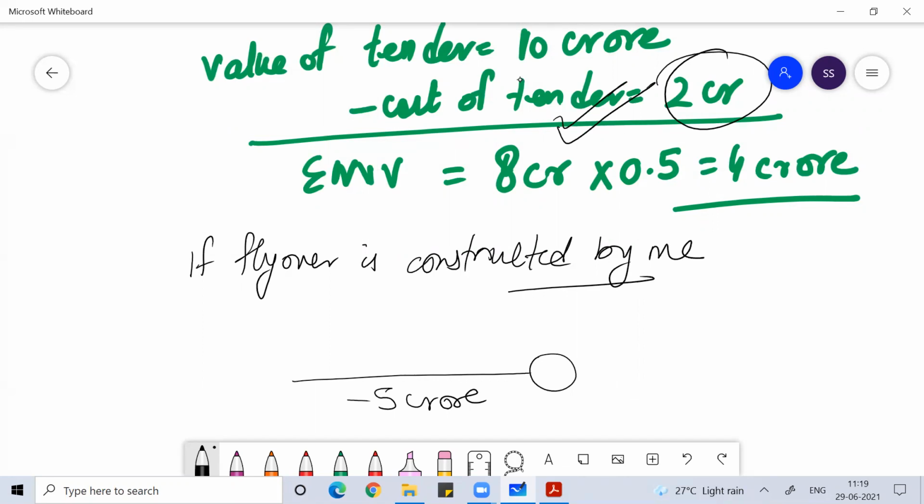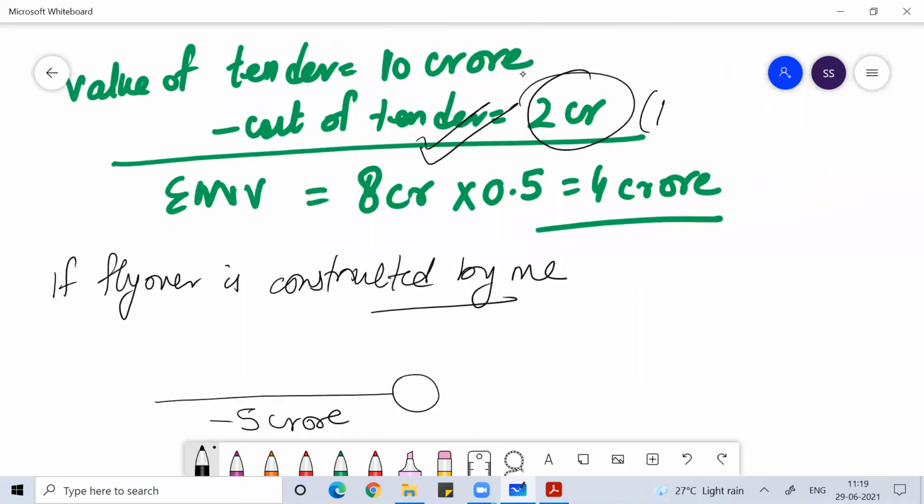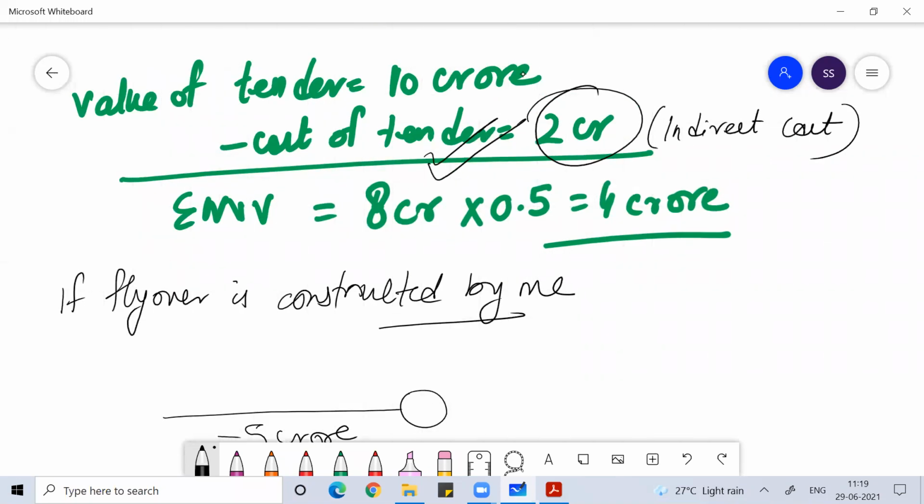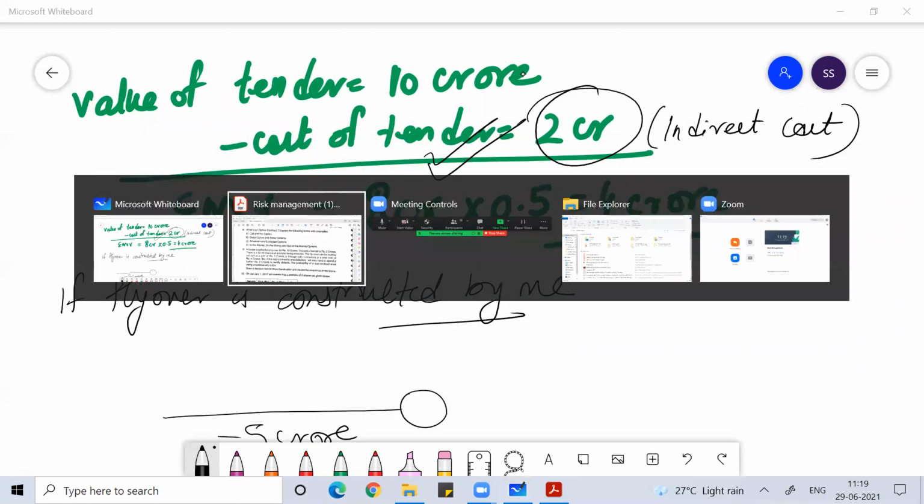You need to satisfy everyone, make everyone happy, and even then there's a chance you may or may not get the project. So those were indirect costs, the indirect cost you need to incur to get the project. And then this 5 crore is the direct cost if you are doing it by yourself. That you need to put in yourself.